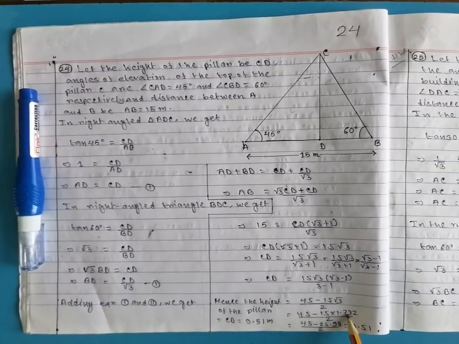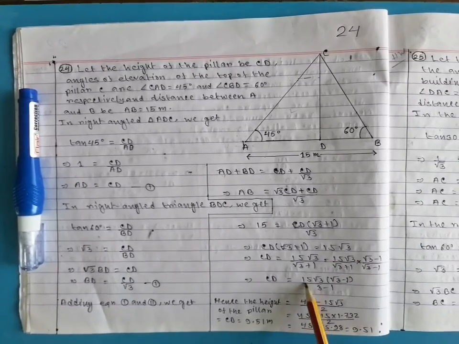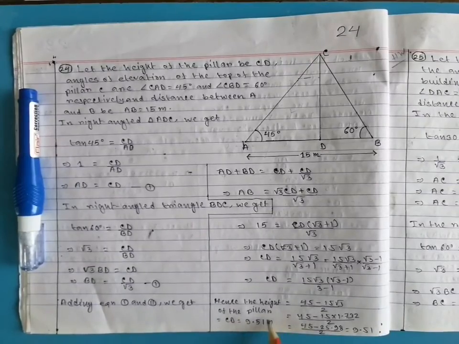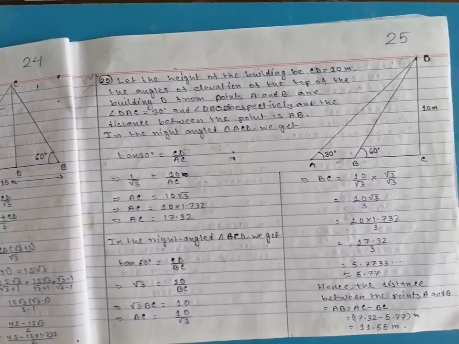and root 3 is 1.732. So this is the value of CD, that is 9.51 finally. So CD equals 9.51 we have got. So hence the height of the pillar is CD equals 9.51 meter. Okay. Now come to the next question, that is question number 25.